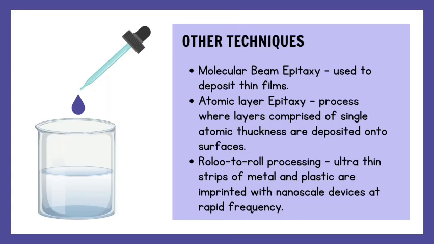Another technique is molecular beam epitaxy. It is used to deposit thin films. In molecular beam epitaxy, we shoot individual atoms or molecules at a surface to build a thin layer, like shooting tiny building blocks to make a structure. Next is atomic layer epitaxy. It is a process where layers of single atomic thickness are deposited onto surfaces. Atomic layer epitaxy is like building a tower brick by brick. We add one layer of atoms at a time in a very precise way to create a thin film. It's all about careful control and putting each atom in the right place.